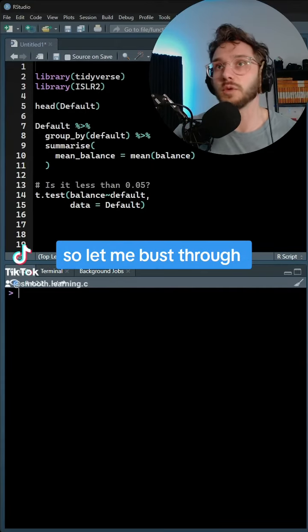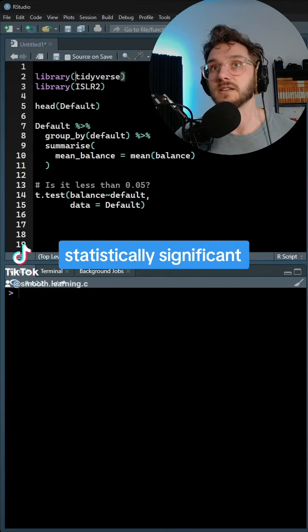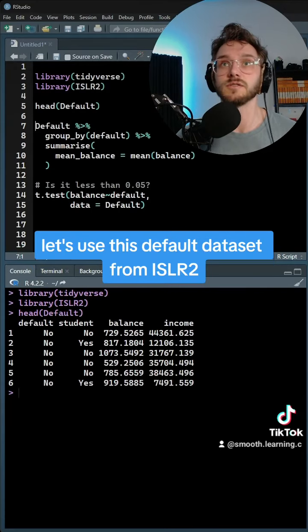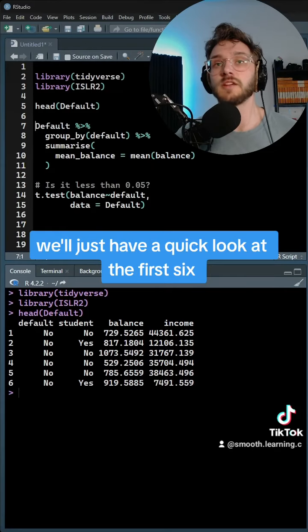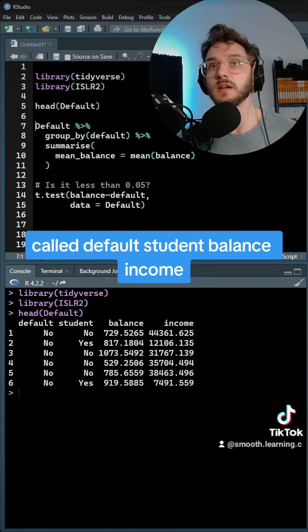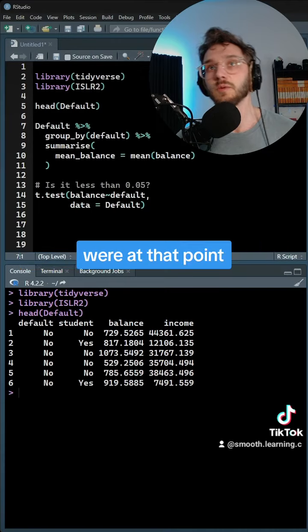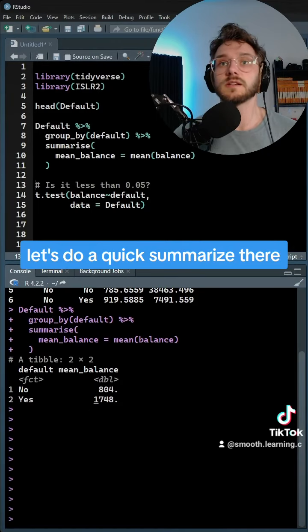So let me bust through a quick example here in R to look at something that might be statistically significant. Just pulling in some packages. Let's use this default dataset from ISLR2. We'll just have a quick look at the first 6 rows of this dataset called default: student, balance, income. I'm just interested in those that default on their loans and what their credit balances were at that point. Let's do a quick summarize there.